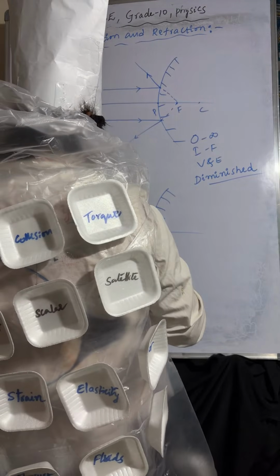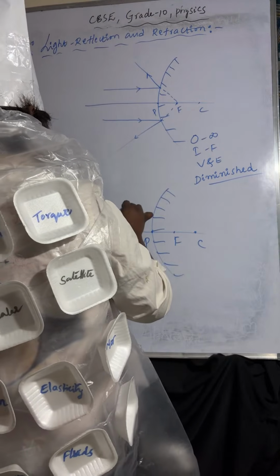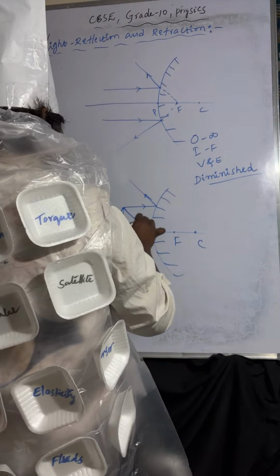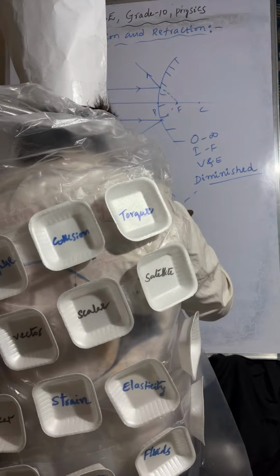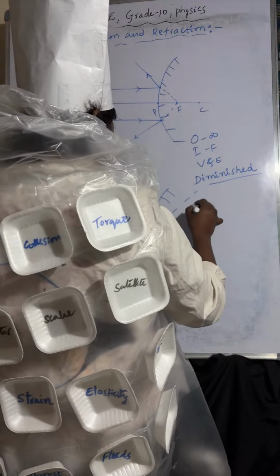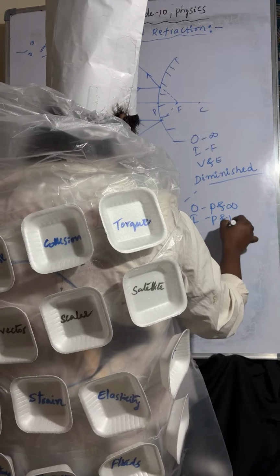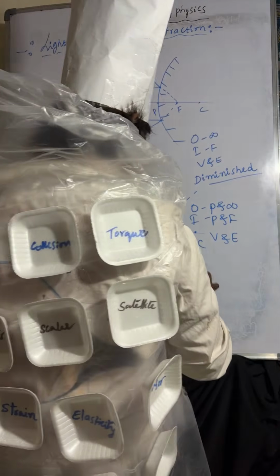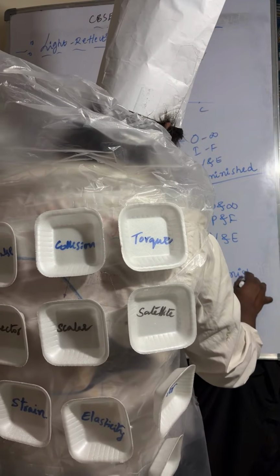So pole, focus, center of curvature. Object is placed here. One light I am taking like this. After reflection, those are moving away from it. So these light rays are incident on it. If you are extending these light rays, the image will form between P and F. Object is placed between P and infinity. Image will form between P and F. Nature of the image is virtual and erect. Size of the image is diminished.